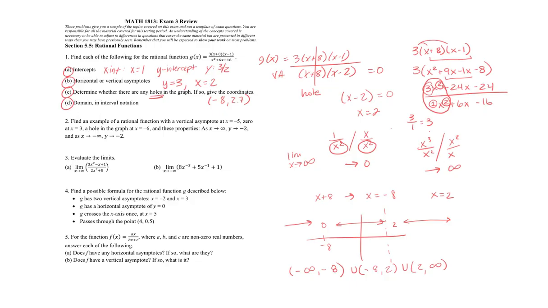And then for domain, we'd establish that down here as negative infinity to negative 8, union negative 8 to 2, my bad, and then union that from 2 to infinity. And there we go for problem 1.